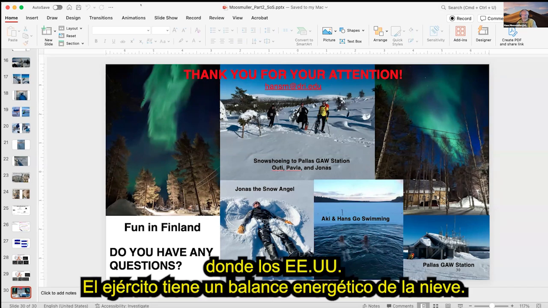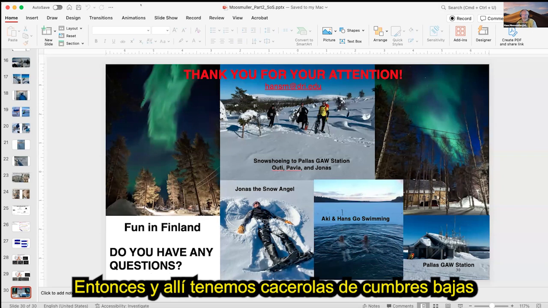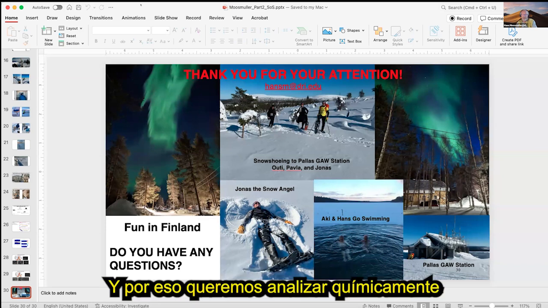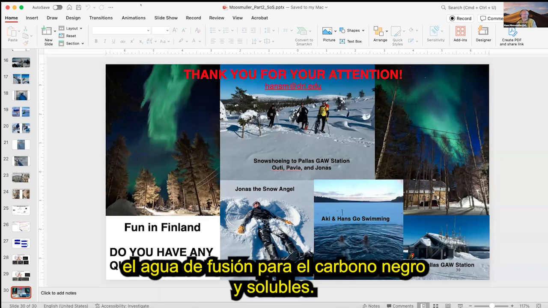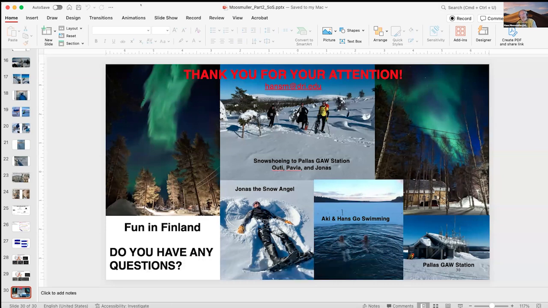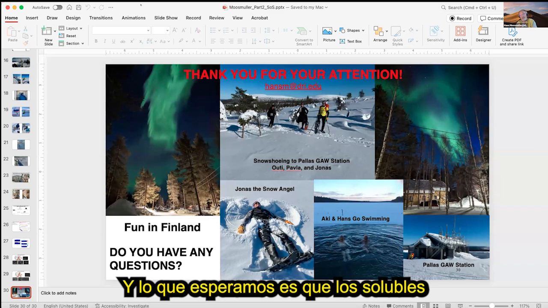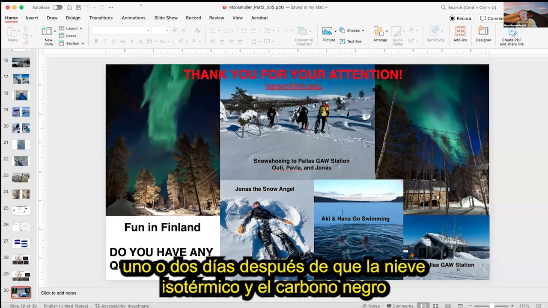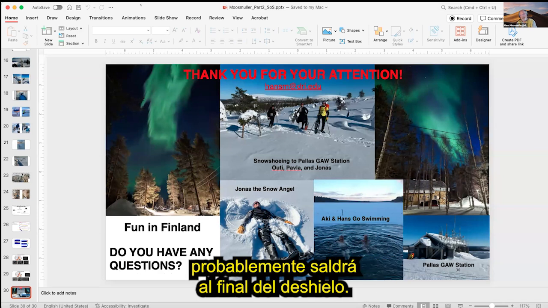Mammoth Mountain, where the US Army has a snow energy balance site. And there we have lysimeters, pans under the snow, which collect the meltwater. And so we want to chemically analyze the meltwater for black carbon and soluble things. And what we expect is that the soluble particles will come out within a day or two after the snow becomes isothermal, and the black carbon will probably come out at the very end of the snow melt.